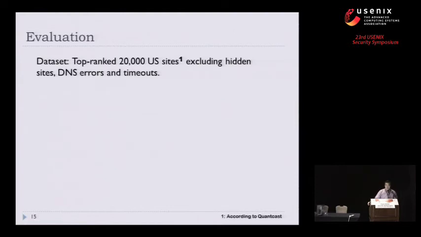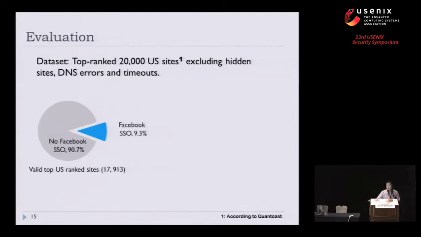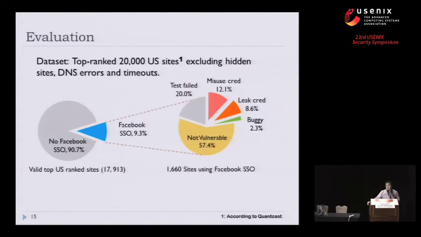So that concludes my description of how SSOScan works. And now let's talk about the large-scale study that we did using SSOScan. So basically, we took the top-ranked 20,000 US websites according to Quantcast, and we excluded some hidden sites and DNS errors. That leaves us with 17,913 websites in total. Of these sites, SSOScan is able to detect 9.3% that have Facebook single sign-on integration. And of these 1,660 sites that use Facebook single sign-on, 12% are misusing credentials, 8.6% are leaking credentials.